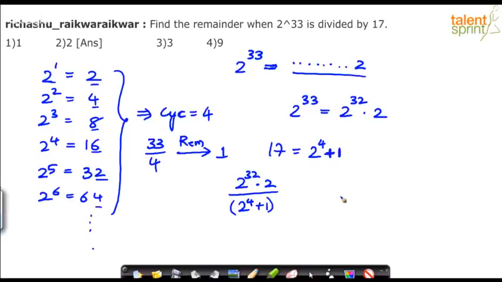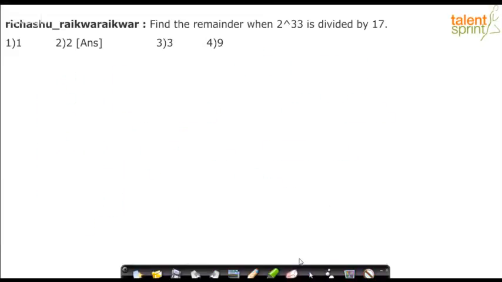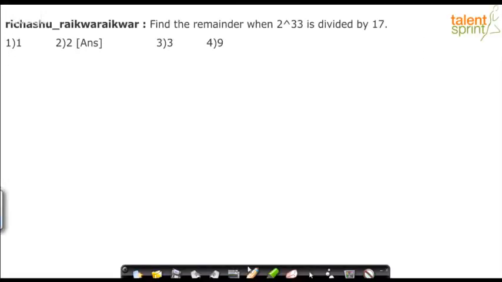I think I'm committing a mistake here by expressing the denominator in terms of the numerator, because this will not help us, right? For division, the numerator should be split in terms of the denominator. So let us try and split the numerator. This will not help. 17. 2 power 33 divided by 17. 34 is a multiple.